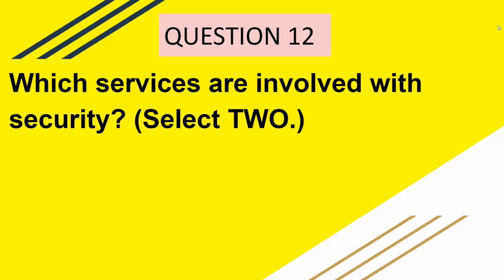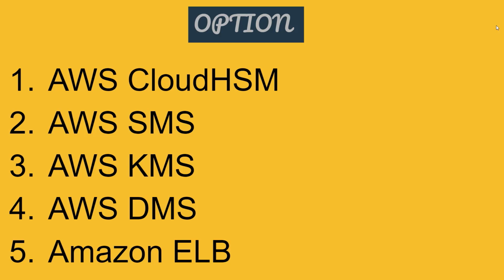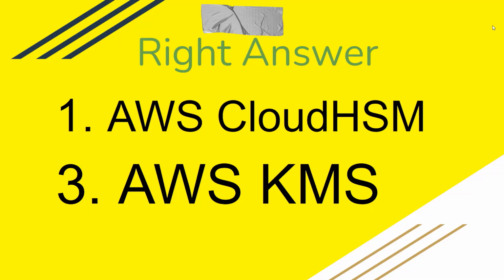Question 12. Which services are involved with security? Select 2. Option 1. AWS CloudHSM. 2. AWS SMS. 3. AWS KMS. 4. AWS DMS. 5. Amazon ELB. Right answer is 1. AWS CloudHSM. 3. AWS KMS.